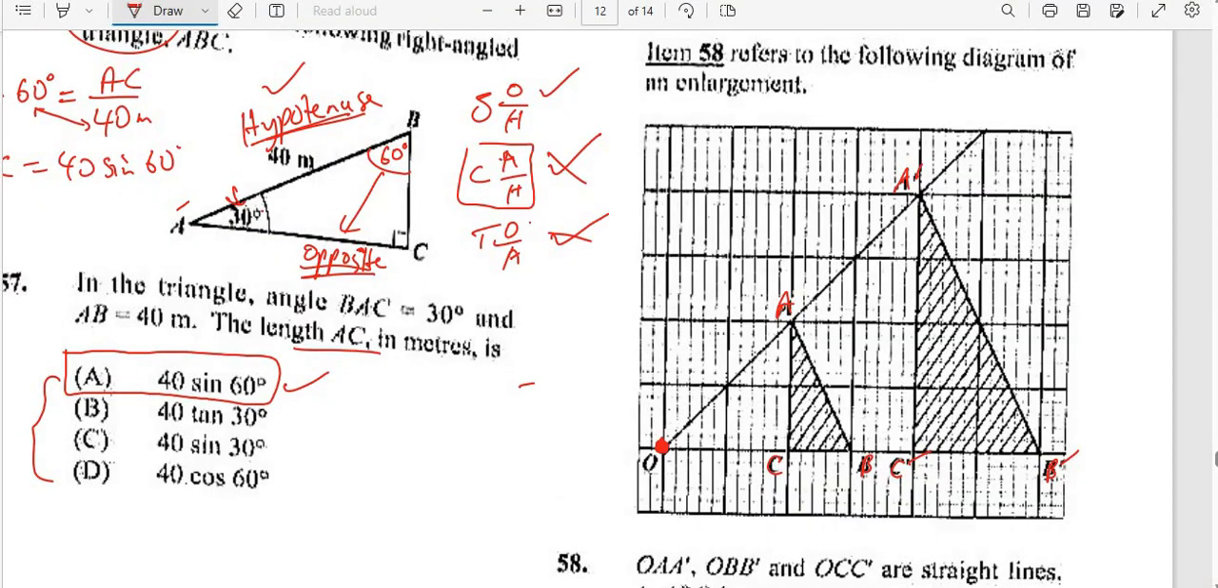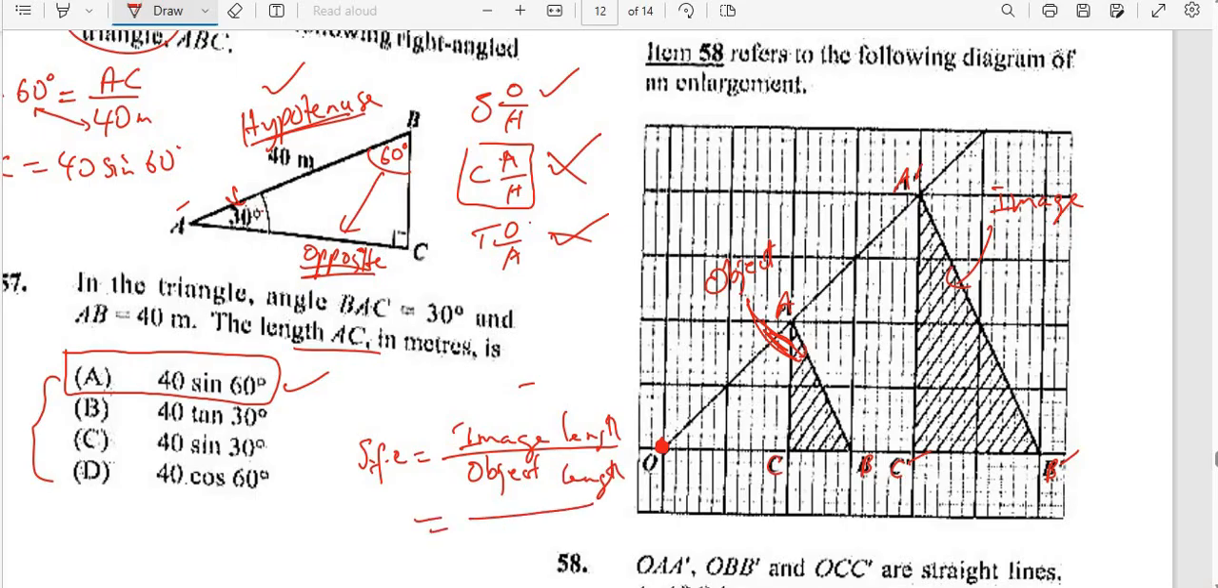So this is the object. Just like when we have translation, reflection, all of those types of transformation, we have the object shape and we have the image. We transform the object to the image. The scale factor of enlargement will be equal to the image length over the object length. Okay, you put the image on top, over the object length. So what is the image length? Let's choose two corresponding sides from the object and image that we can actually measure. Let's just choose this one, side AC.